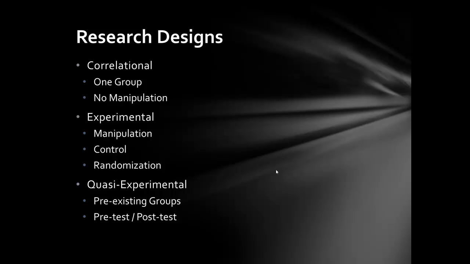Now the experimental method is the most robust methodology for research designs because we can make causal inferences. This is when you compare two or more groups based on the manipulation of the independent variable. So the researcher changes the independent variable across groups. And this is done to show that changing the value or the level of the independent variable causes changes to occur in the dependent variable.